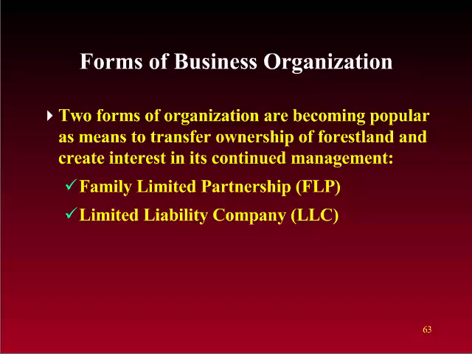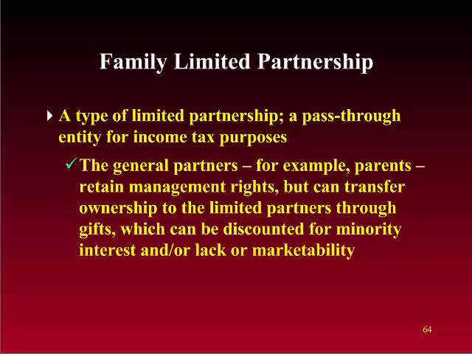Okay, so this addresses an earlier question. There's two forms of organization that are becoming popular as means to transfer ownership of forest land and create interest in its continued management. One of these is called a Family Limited Partnership, or FLP, and another one is called a Limited Liability Company, or LLC. Let's talk about Family Limited Partnership first. It is a type of limited partnership which is a pass-through entity for income tax purposes. The general partners, for example, the parents in the FLP, retain management rights but can transfer ownership to the limited partners through gifts, which can be discounted for minority interest and or lack of marketability.